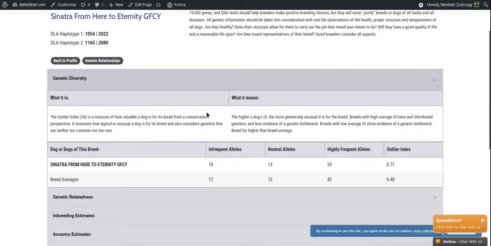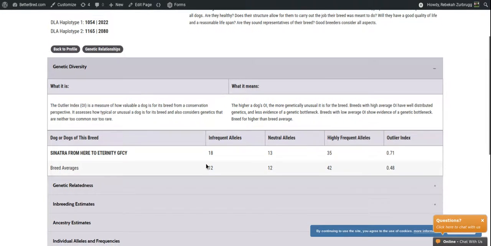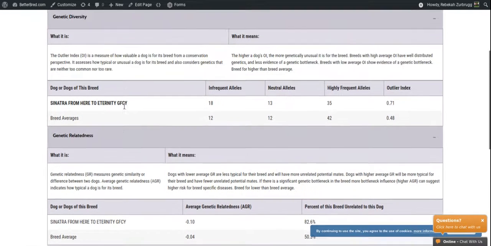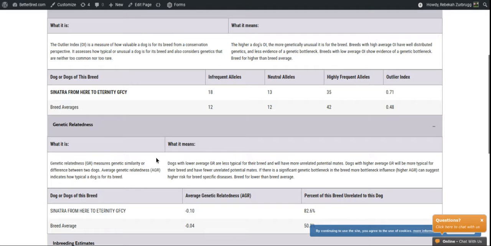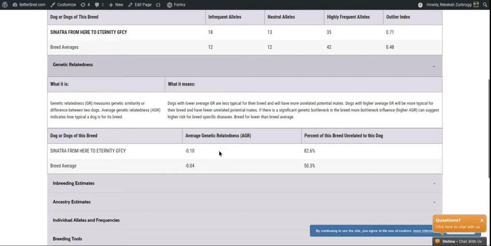As you can see here, this explains why the OI is so high. He has a lot more infrequent alleles, which means that at a lot of these markers, his genes are very uncommon for the population. So this is why he has such a high outlier index. Genetic relatedness, he is very unrelated to the population, and all these descriptive things here explain to you what all these values mean. So go ahead and go to this on all your dogs and it'll help you get a better grasp. So basically here, this is saying he's very unrelated to a lot of the breed, which would mean he'd have a lot of potential breeding mates that would be unrelated to him in this particular population we've tested.